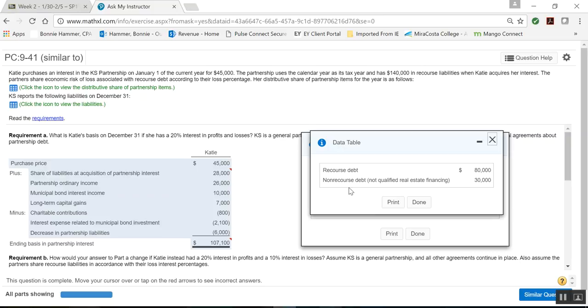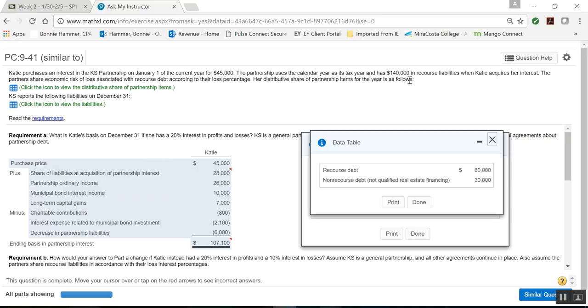But we don't care about that because she's a GP. GPs share in both recourse and non-recourse debt. Her profit and loss ratios are the same, so we don't have to worry about using the loss ratios to multiply to get her share of the recourse debt and using the profit ratios to multiply to get her share of the non-recourse debt. We don't have to worry about that because it's just 20%, so it's easy.